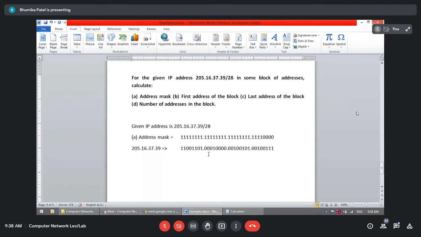So now just perform the binary AND operation, so that you will be getting the first address of the block. Just perform the binary AND operation between these two. Okay.